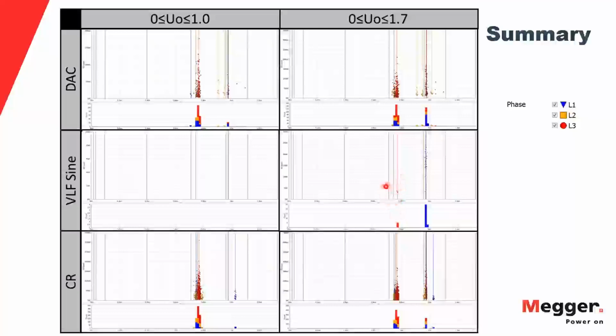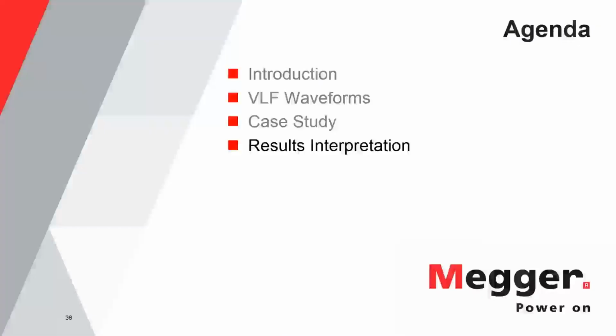So we'll take some time now to interpret the results. What we see is that damped AC and cosine rectangular give similar results. The splices at 750 meters and 900 meters need to be repaired or replaced. Interesting to note that these are both the transition joints going from extruded cable into paper lead. And both of these showed some PD signals at or below rated voltage.